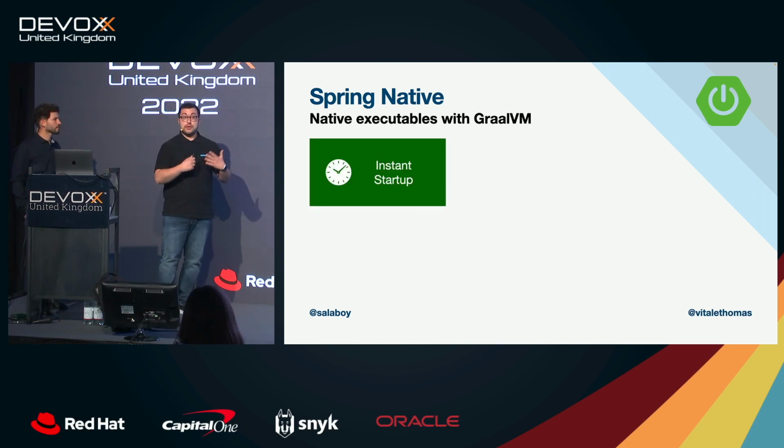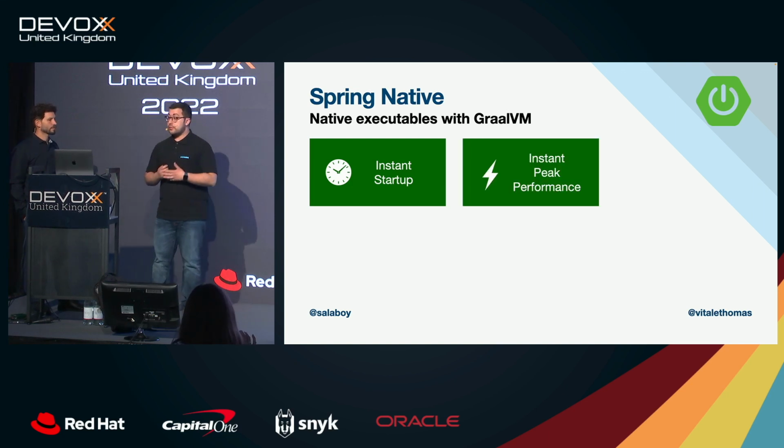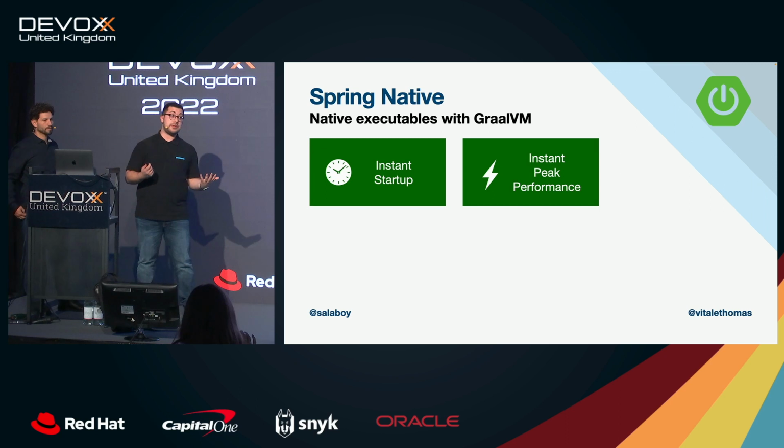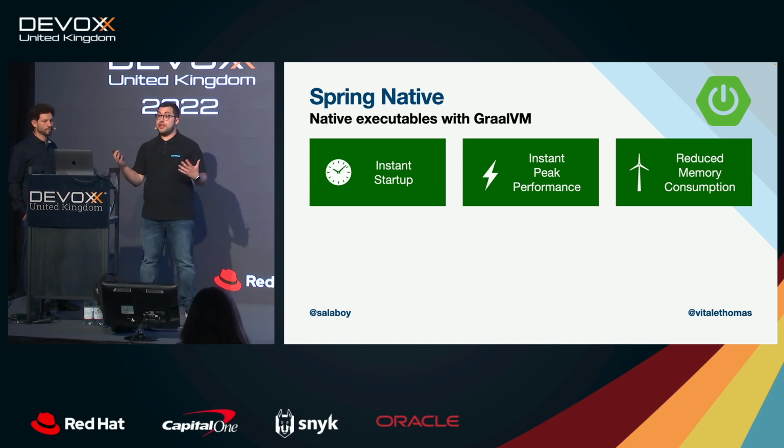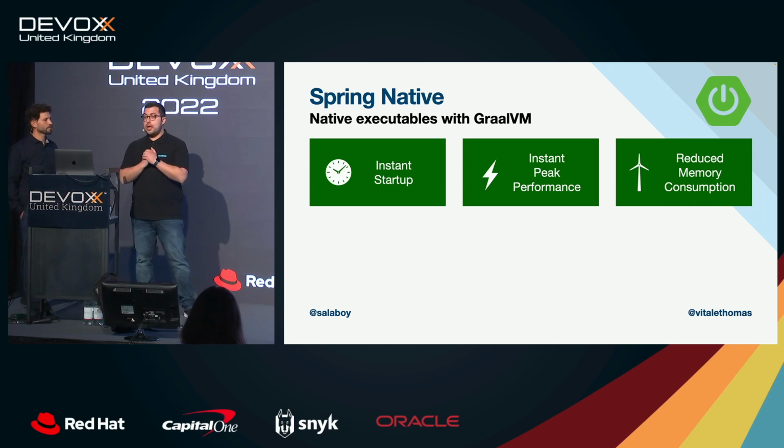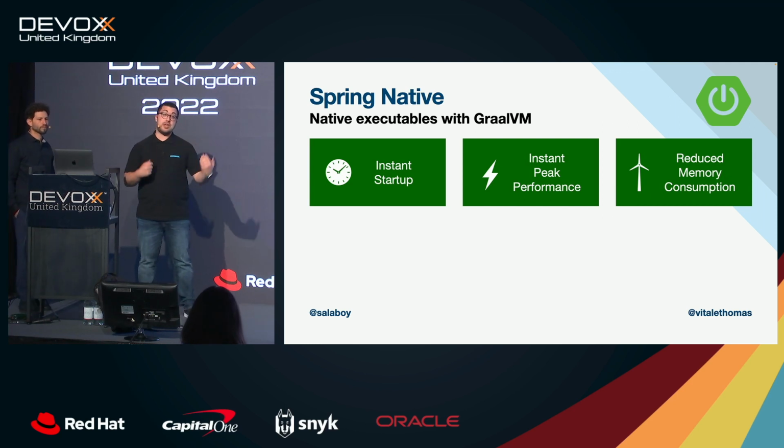First benefit, we get almost instant startup time. That's what we want when we deal with functions. We also want instant peak performance. So the function should be up and running quickly and be available and ready to process some requests or events. And then we also get reduced memory consumption. So we want to have these auto-scaling features, but we also need to consider how many resources we need to support that auto-scaling capability. So reducing the memory consumption is a key part of this.